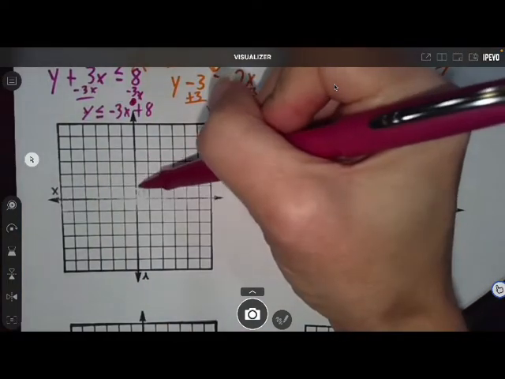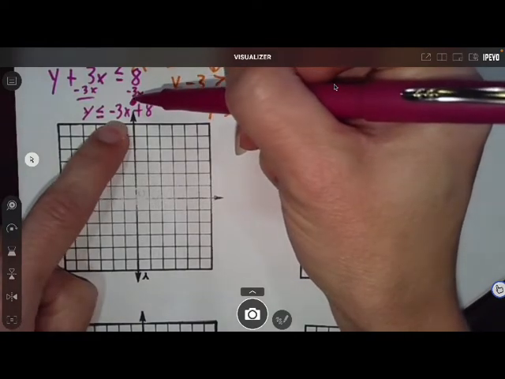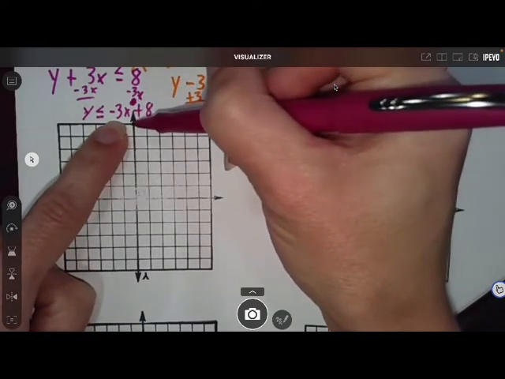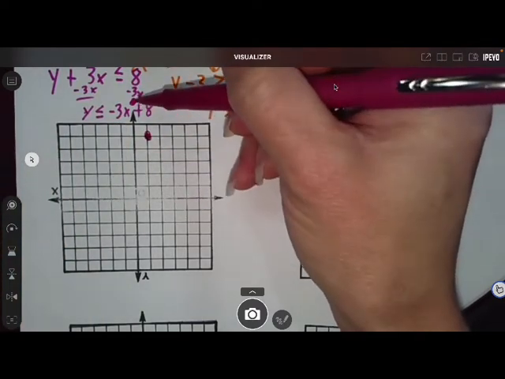Now, I went up 8. From here, where do I go? What's my slope? Down 3 and over 1. Down 1, 2, 3, and over 1. Okay, now those are my two dots. Does everybody see the two dots?